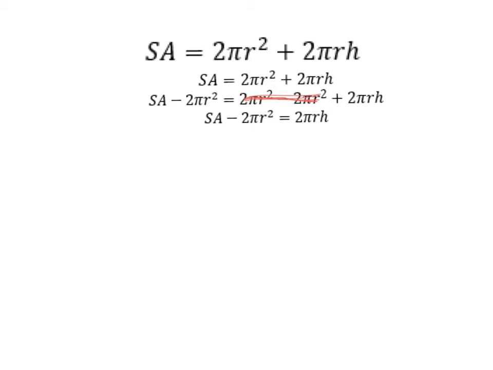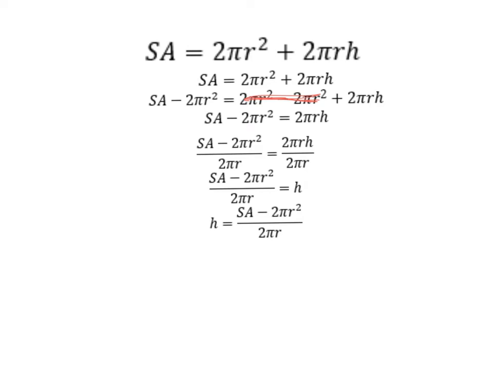In the equation we have now, we can see that h is being multiplied by 2 pi r. Therefore, to isolate h, we must divide both sides by 2 pi r. So here you can see I've divided both sides by 2 pi r. And these two 2 pi r's cancel out. So on the right side we are left with just h. And on the left side we have the formula surface area minus 2 pi r squared divided by 2 pi r equals h. Or if we rearrange it so the variable that we're trying to solve is on the left hand side, it's h equals surface area minus 2 pi r squared divided by 2 pi r.